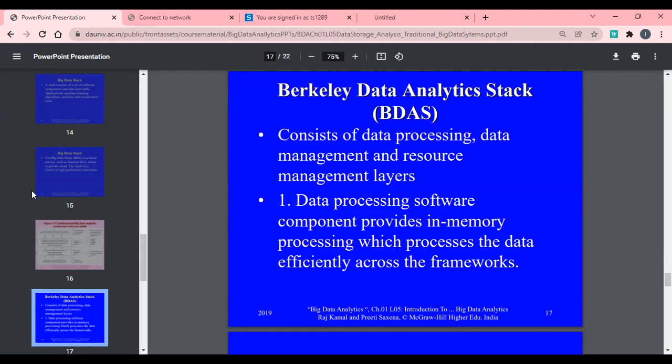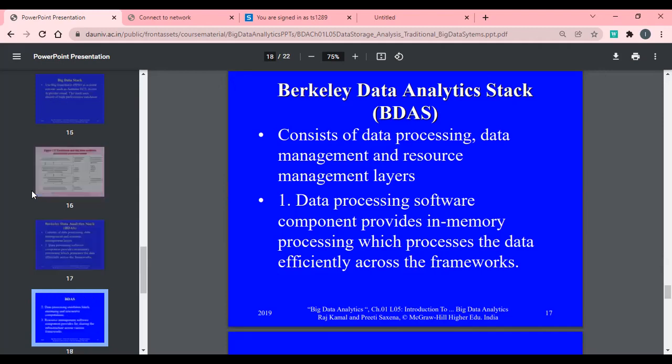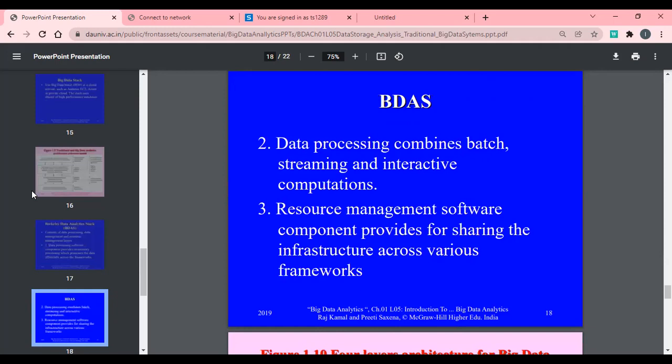Big data analytics stack, BDAS, consists of data processing, data management, and resource management layers. The data processing software component provides in-memory processing and efficiency across the frameworks. So that is called BDAS. BDAS means data processing combines batch, streaming, and interactive computations. The resource management software component provides sharing of infrastructure across the various frameworks.